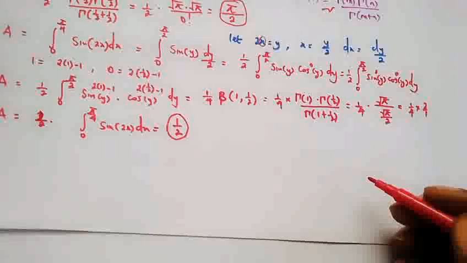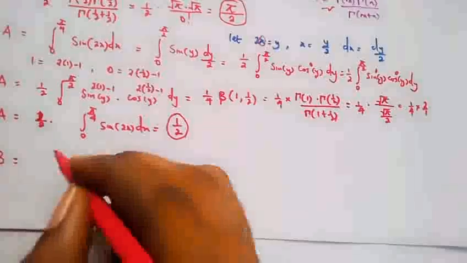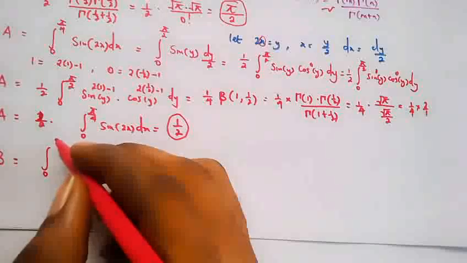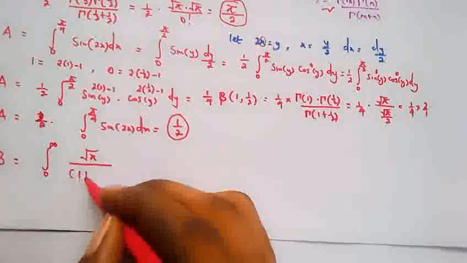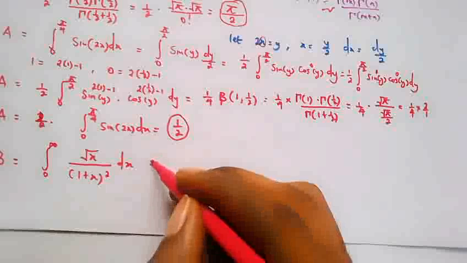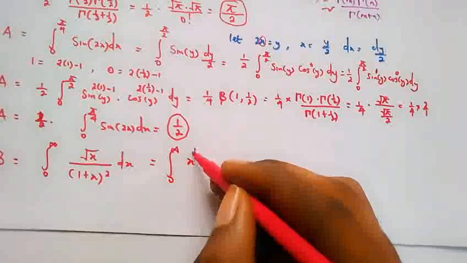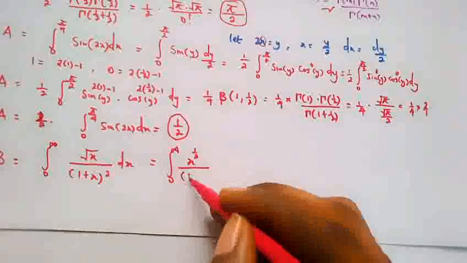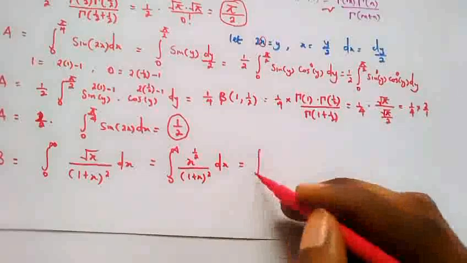Okay, now we're going to the final one. So we have this, let's call it b, is equal to the integral from 0 to infinity of square root of x over 1 plus x raised to the power 2 dx. So this is equal to the integral from 0 to infinity of x raised to 1 over 2, as you can see, over 1 plus x squared dx.